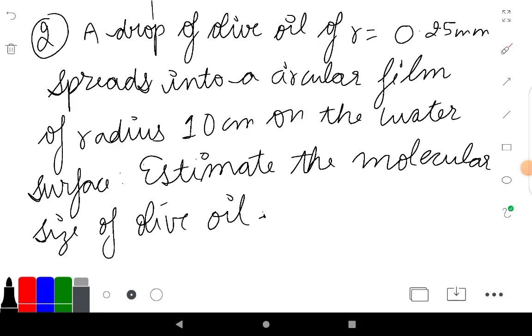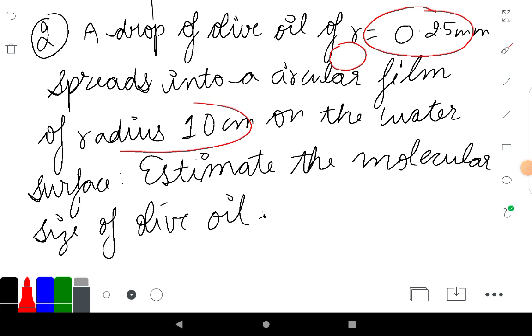The second question says, a drop of olive oil of radius 0.25 millimeter spreads into a circular film of radius 10 centimeter on the water surface. Estimate the molecular size. What we have is the radius of the olive oil drop, which is spreading into a circular film, and the radius of the circular film, that is 10 centimeter. This is in millimeter, this is in centimeter. We'll convert them into a single unit, centimeter, because that is the bigger unit. Now what we have to find is the molecular size of the olive oil.